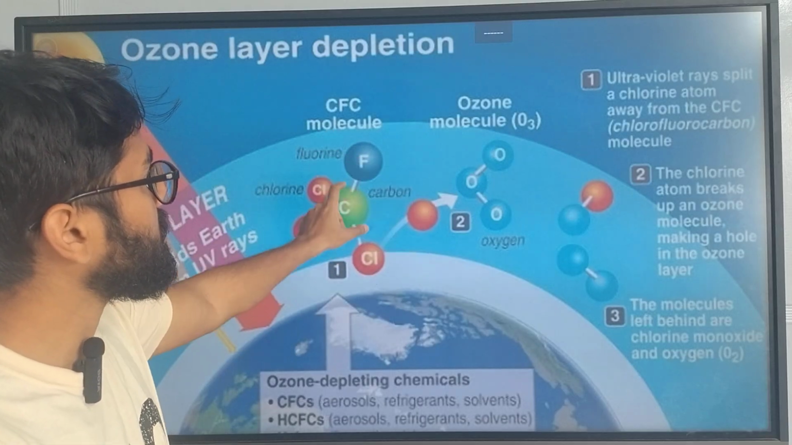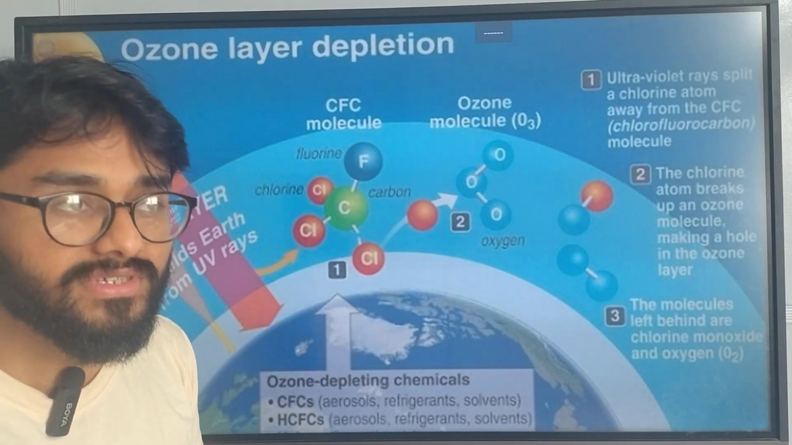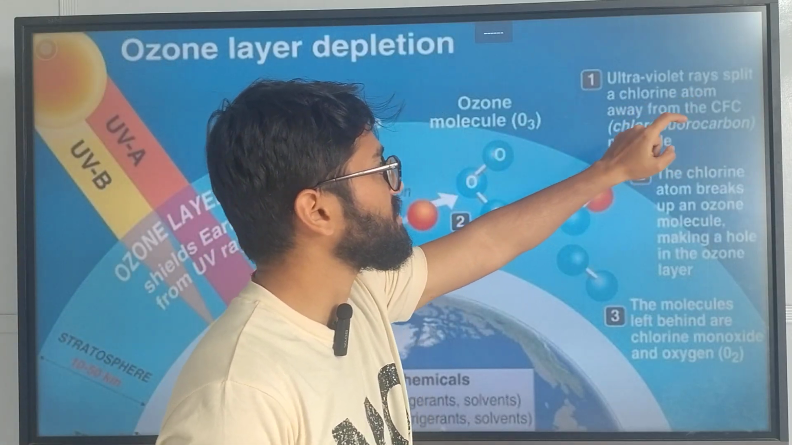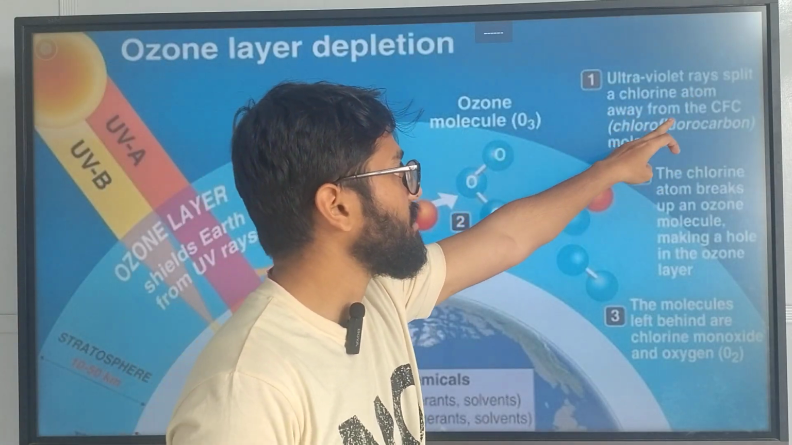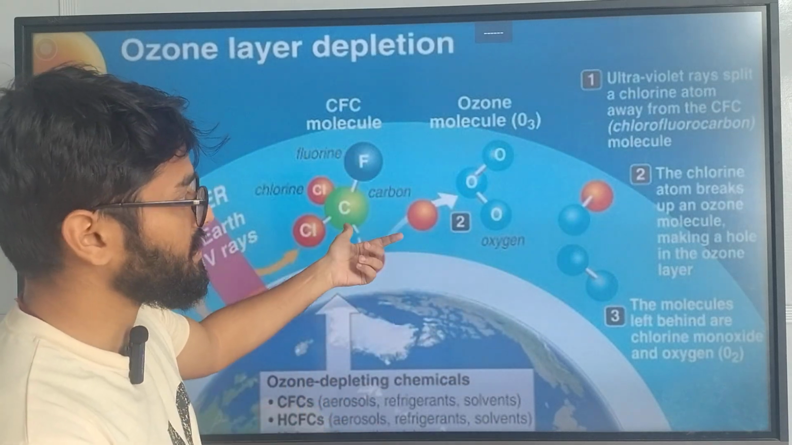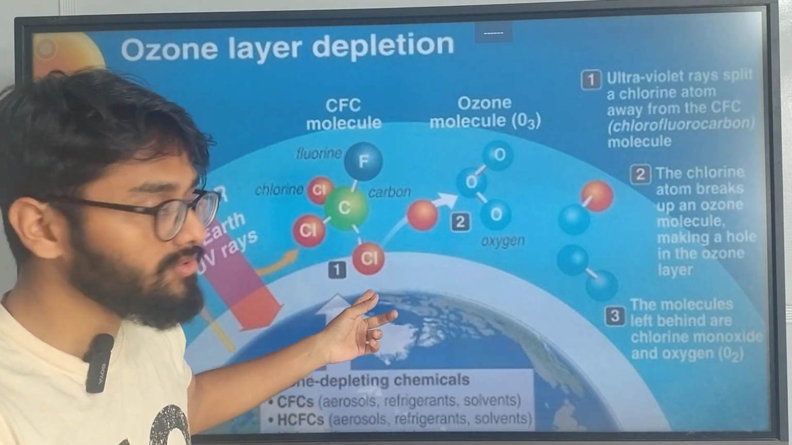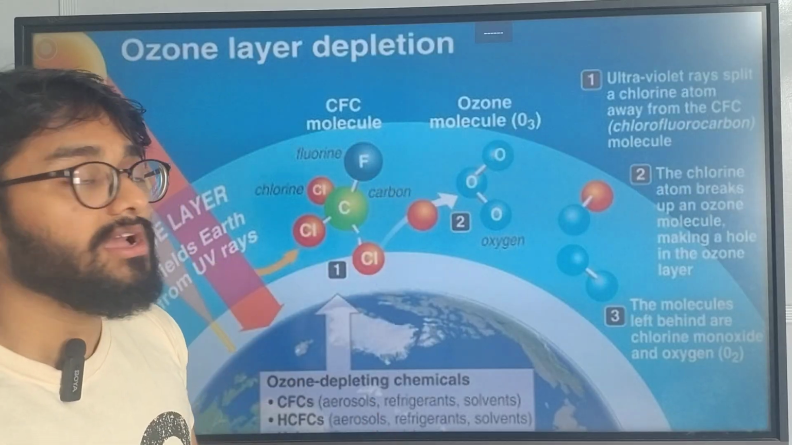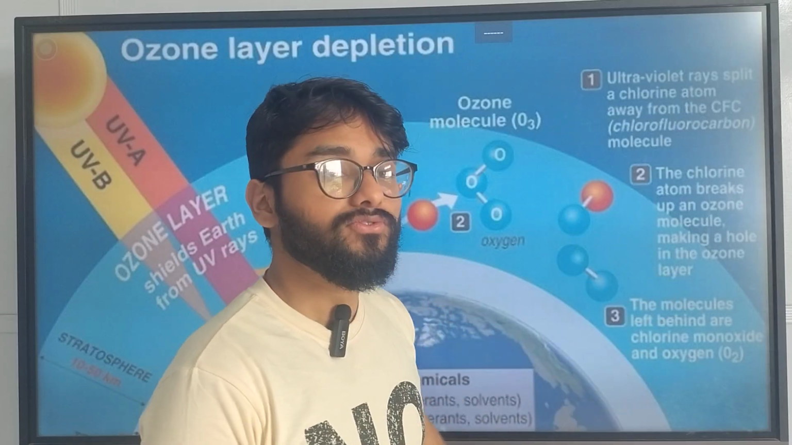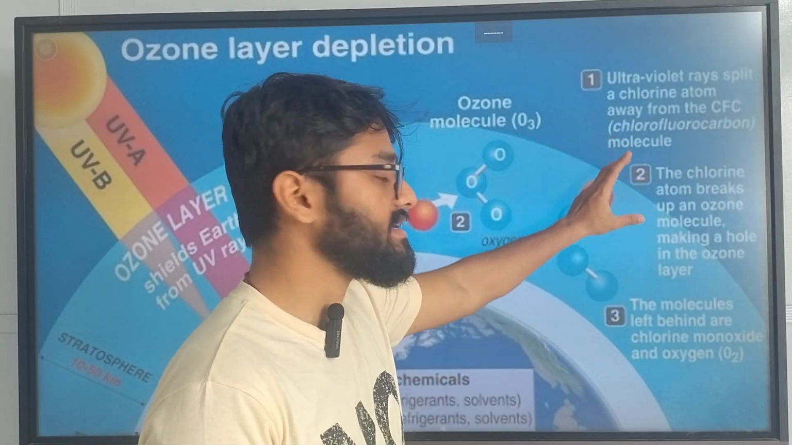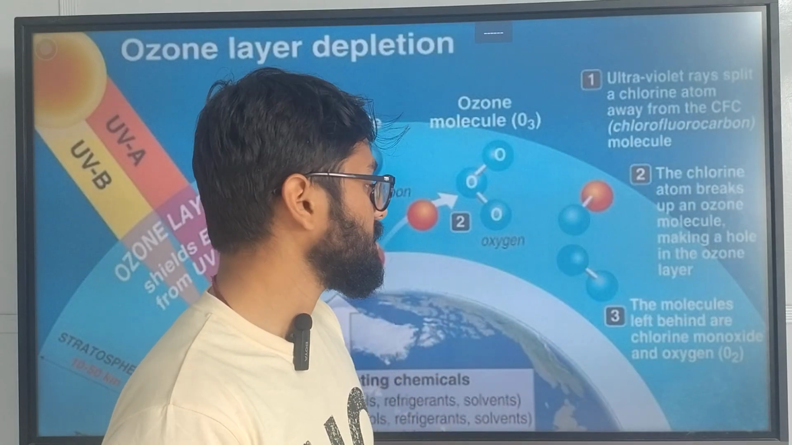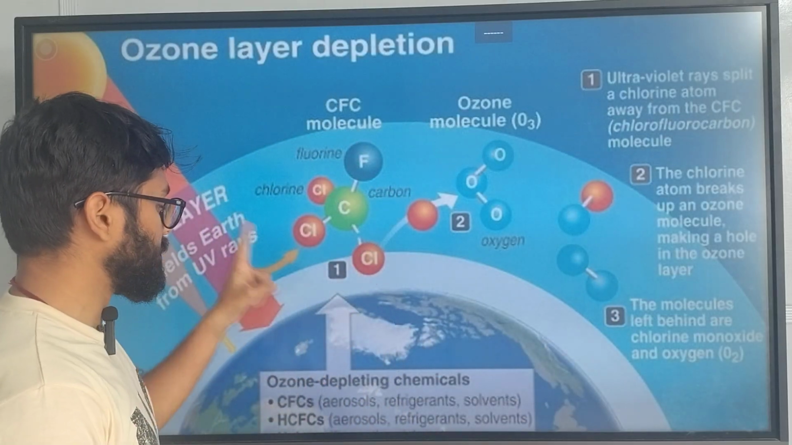And where does this fluorine come from? This fluorine comes from your CFC, that is your chlorofluorocarbon. What happens in the first case is ultraviolet rays split the chlorine atom away from the CFC, which then binds to the ozone, that is the O3 molecule, changing it into O2 and leaving behind a nascent oxygen, causing this ozone depletion.